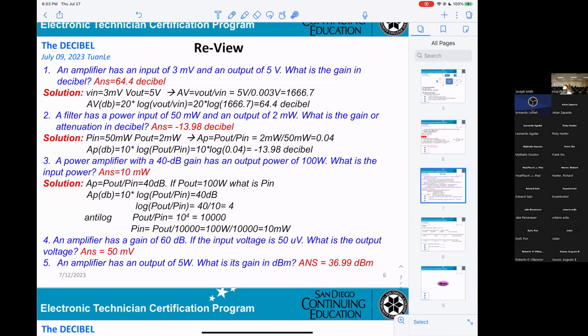I got 50 millivolts. Is that right or wrong? The answer is 50 millivolts. Yes, it's 50 millivolts. Okay, quickly go for me. Number 5. Yes, that's correct, right? Okay.